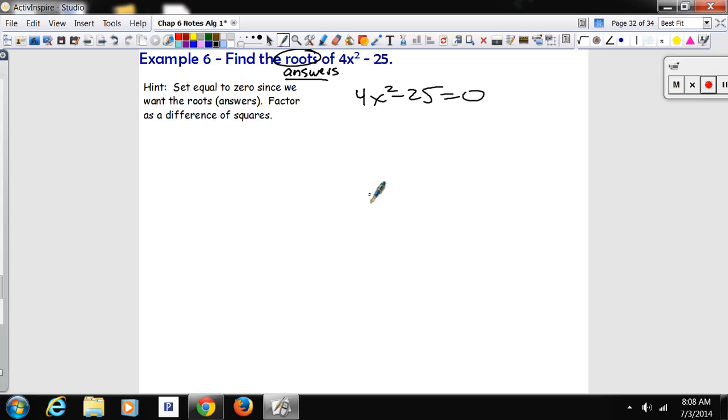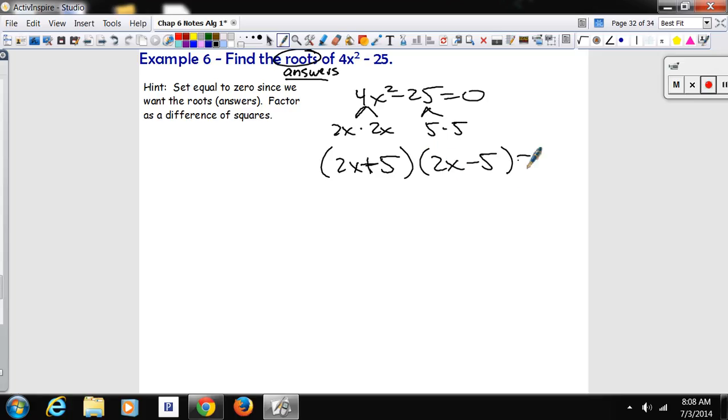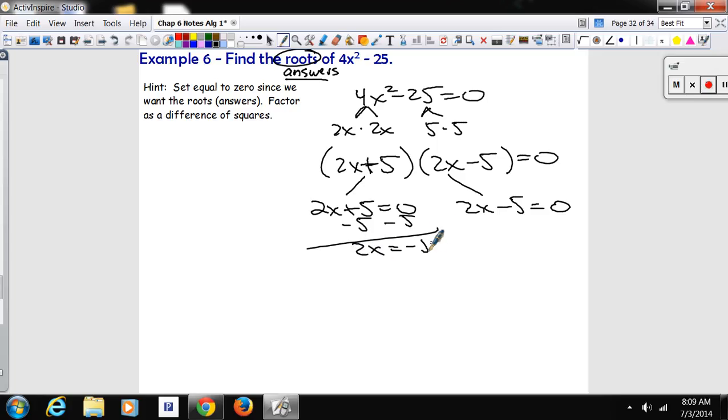This one is a difference of squares. This is 2x and 2x. This one's 5 times 5. So 2x plus 5 and 2x minus 5. Set this first one equal to 0. Set the second one equal to 0. These are just two little two-step equations. Subtract 5 and divide by 2. You get negative 5 over 2.